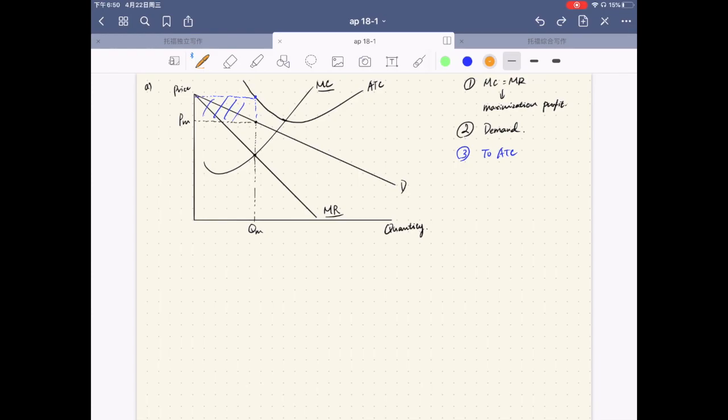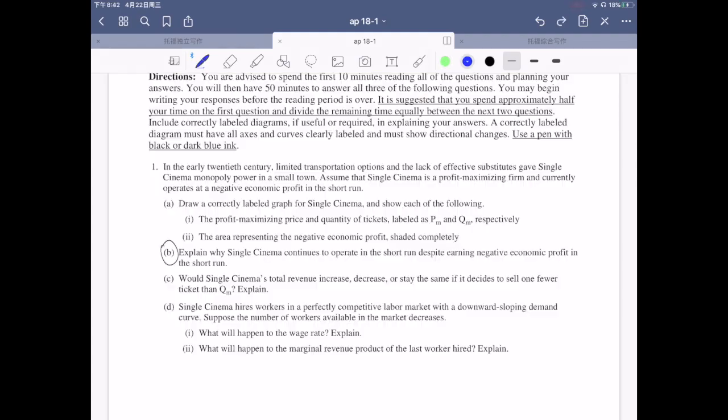Also, one thing we need to know: the area here is the positive profit. If the cost is set here, then this point here, and this area will be the positive profit. Now let's look at part B.